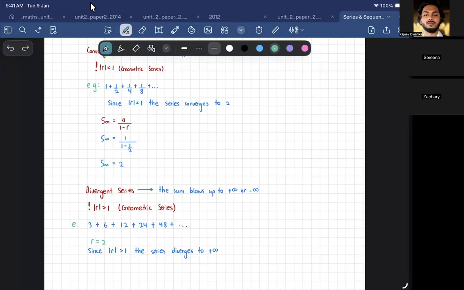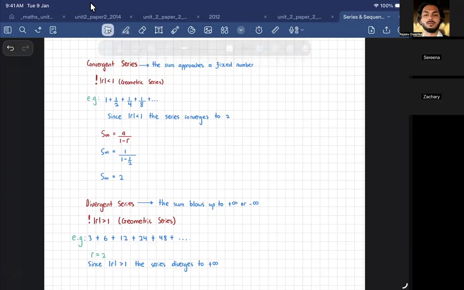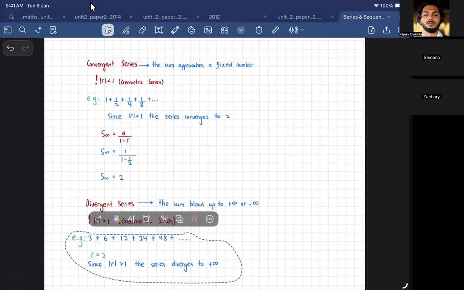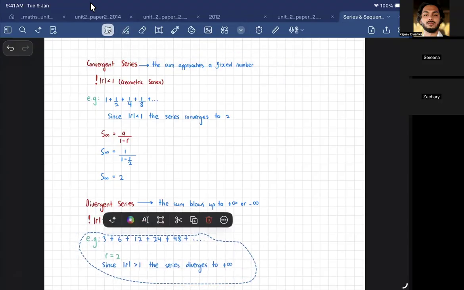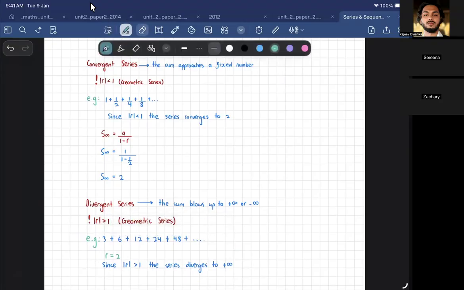Is there anybody confused at all? Can you now distinguish between a convergent series and a divergent series? Okay. Zachary, what about you? You good?